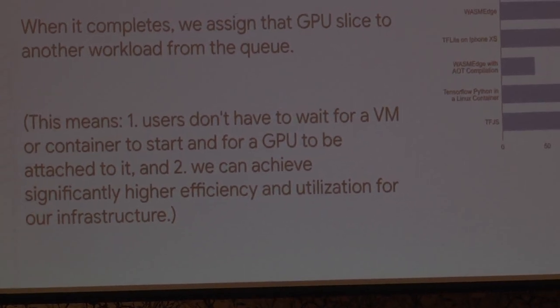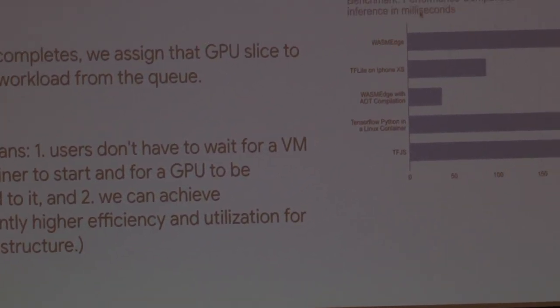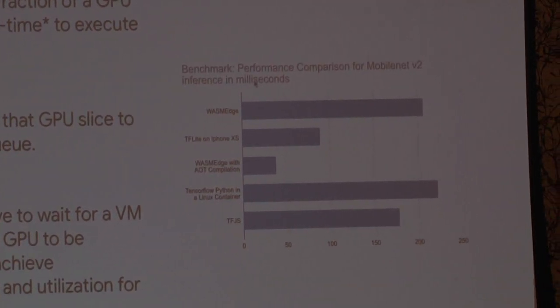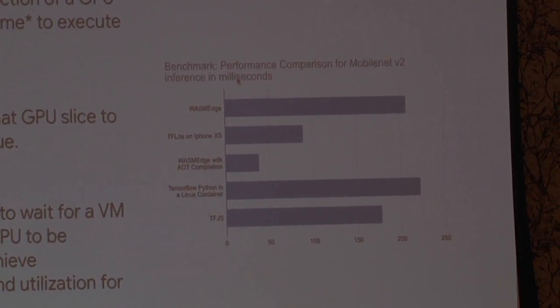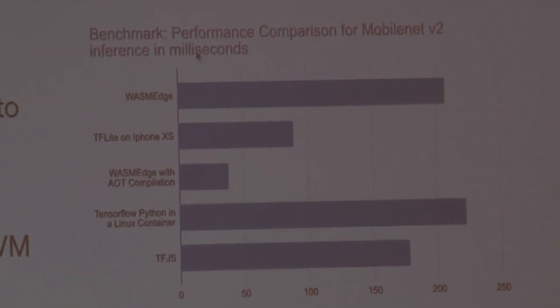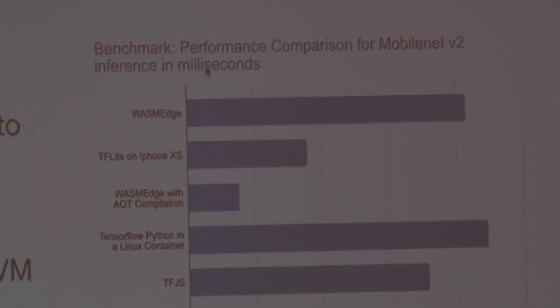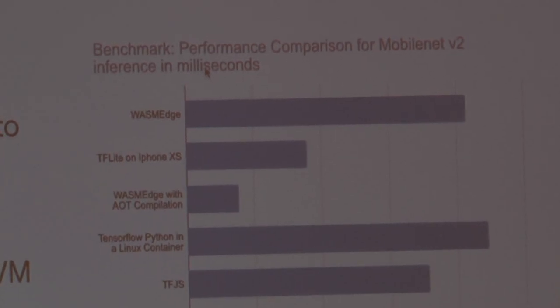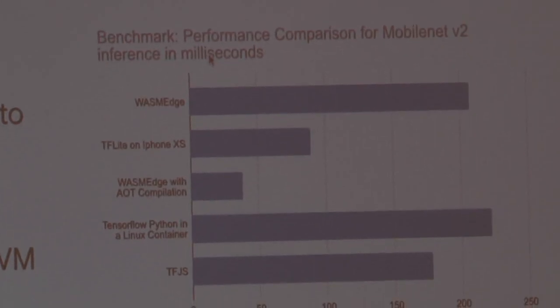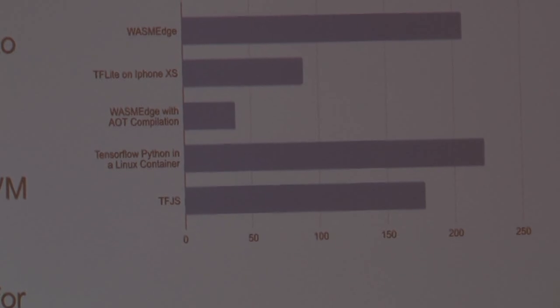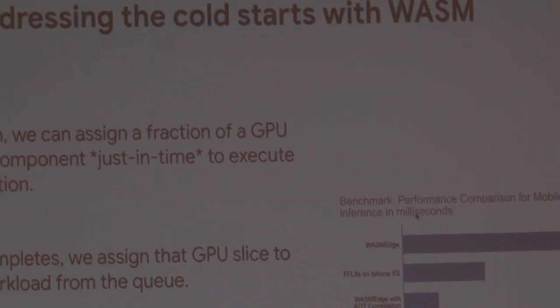And as you can see, the amount of time it actually takes to do the inferencing with, let's say, TensorFlow Python in a Linux container, which is, by the way, in milliseconds, took almost 200 plus milliseconds to do that inference. And you look at WasmEdge, which is a WebAssembly runtime with ahead-of-time compilation, it's less than 50 milliseconds. So you get a performance difference anywhere between 5 to 10 times, right? And here's a clear example of how quick you can actually do that inferencing.